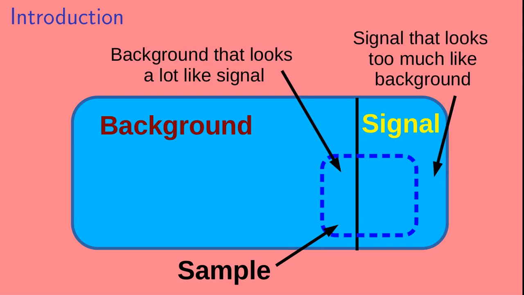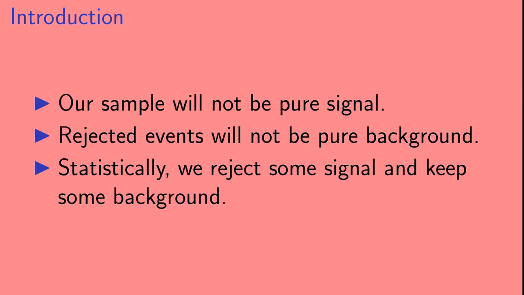So we choose a sample of these signal-like events. Our sample will still contain some background events because some background events look a lot like signal events. And there will be signal events which don't make it into our chosen sample because they look too much like background. So, to put it succinctly, our chosen sample will not be purely made of signal events, and the events we reject will not be purely background events. Statistically, we always reject some signal and keep some background, so our selection will not be perfect.